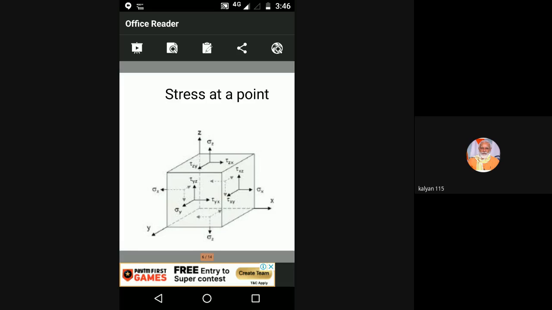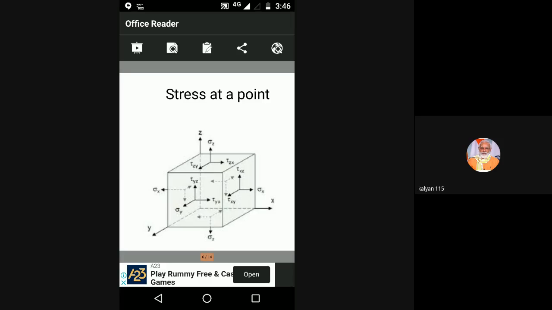And we can observe this figure: sigma x, sigma y, sigma z. These stresses are always perpendicular to the plane. Sigma x is perpendicular to the x plane, sigma y is perpendicular to the y plane, sigma z is perpendicular to the z plane here. The stresses which are induced perpendicular or normal to the plane are called normal stresses.